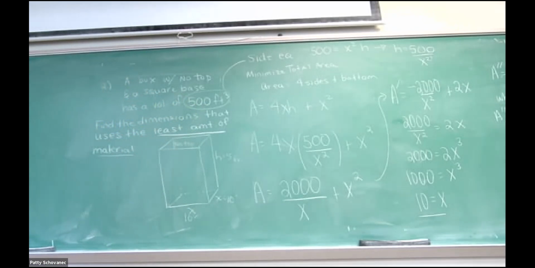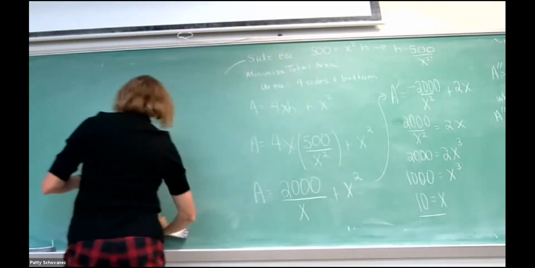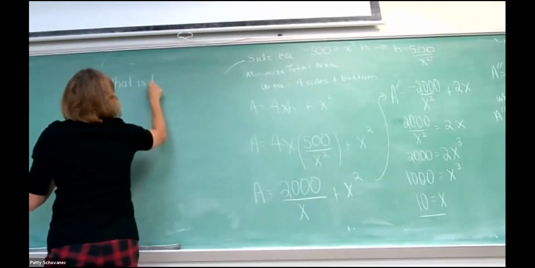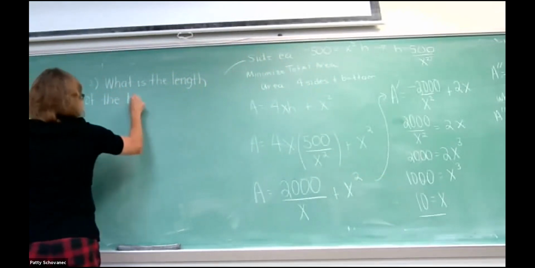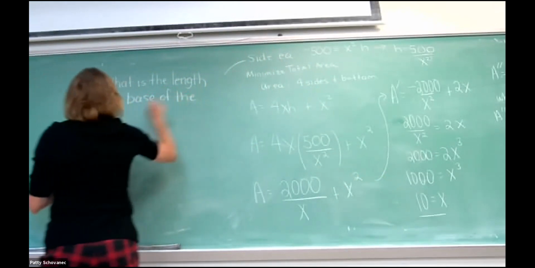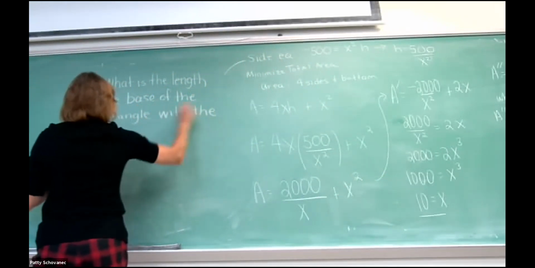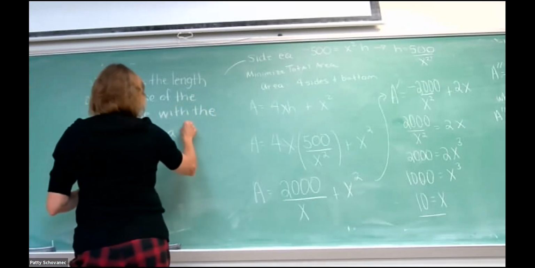Okay, this time we're going to inscribe a rectangle inside of a semicircle of radius 10. We're going to put the base of the rectangle on the diameter of the semicircle, and we want to know the biggest rectangle that can do this. Number 3. What is the length of the base of the rectangle with the largest area that can be inscribed in a semicircle of radius 10?